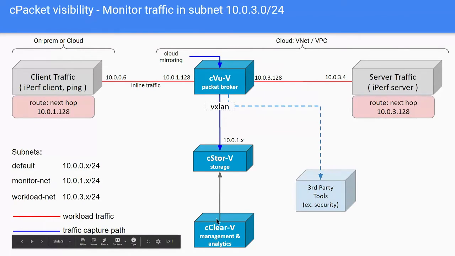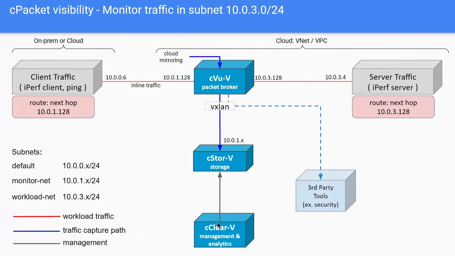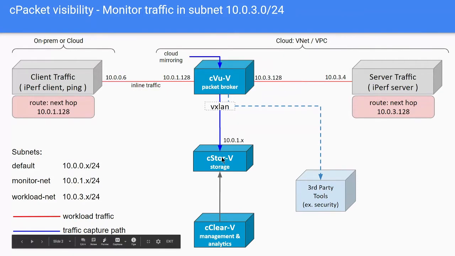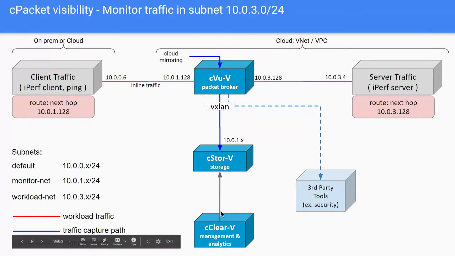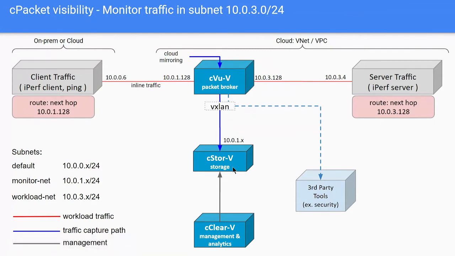So the third key component here is our cClearV single pane of glass management and analytics solution. cClearV is managing both CStorVs and CVVs, packet brokers and storage devices. These are all virtual appliances, by the way. We distribute these as machine images and installers that are cloud specific, but otherwise these things are pretty agnostic in terms of the cloud or the virtualization infrastructure.